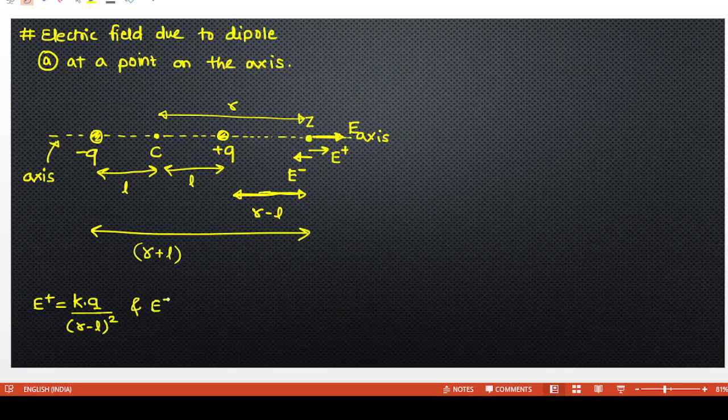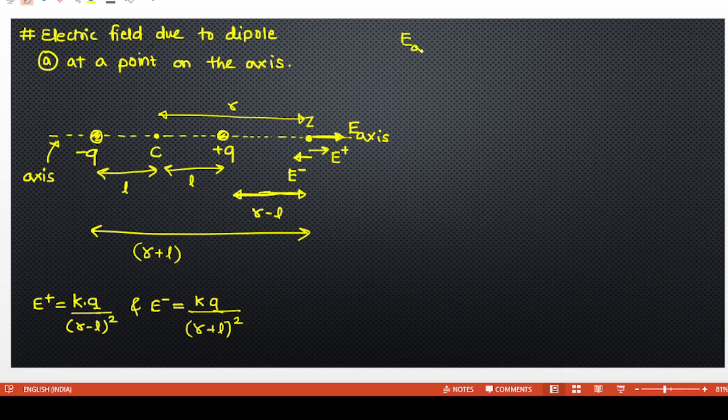And what about E minus? The magnitude of the electric field produced by the negative charge. It is kq upon r square. K is k, and q is plus q or minus q? We are finding magnitude. We are not finding electric potential. If you want to find electric potential, the charge must be substituted with sign. Here you are finding electric field magnitude. So E minus is kq by r square, where q is not minus q, q is still plus q. What is this distance? R plus L. So E minus is kq upon (R plus L) bracket square.